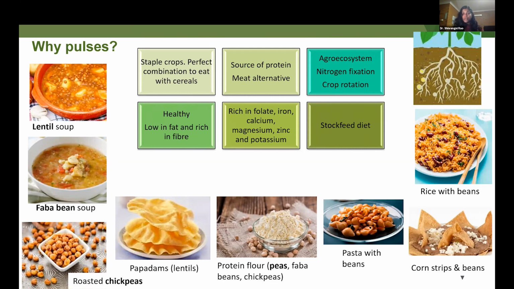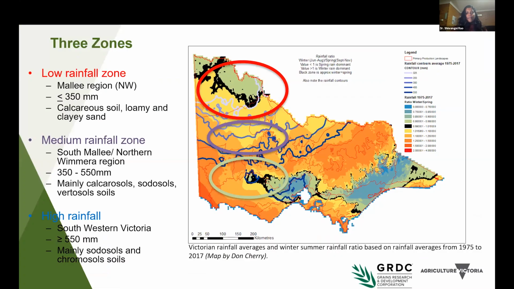Also, pulse roots seem to have a bigger diameter than cereal crops. They leave a lot of biopores in the soil, and studies have shown that when you have a pulse-cereal rotation, the cereal crop ends up having a lot more root growth due to the biopores that pre-exist from the pulse crop. So yes, they are an excellent crop to study. And in Victoria, in Australia, pulses are mostly grown within these regions.